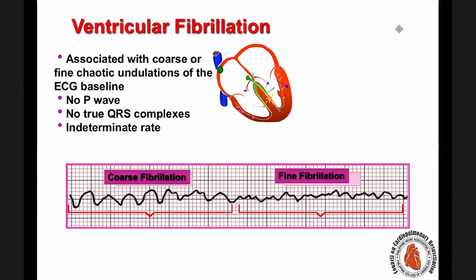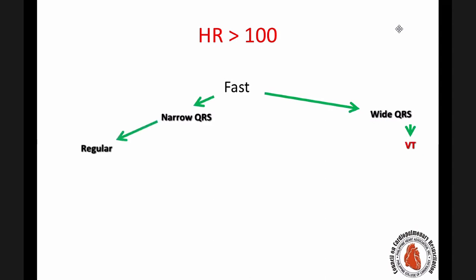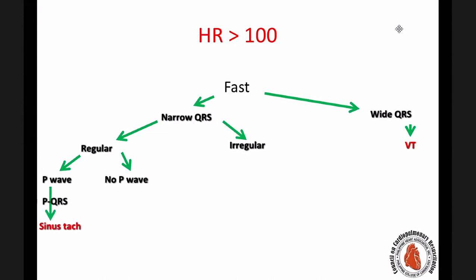Okay, so we are done with tachycardia algorithm. If it's fast, meaning heart rate more than 100 beats per minute, and there is a wide complex QRS, ang sagot nyo is isa lang, ventricular tachycardia. Now if it's narrow, you have to look at the R-to-R interval if it's either regular or irregular. If it's regular and there is a P wave, sagot nyo is sinus tachycardia. If there is no P wave, is SVT.